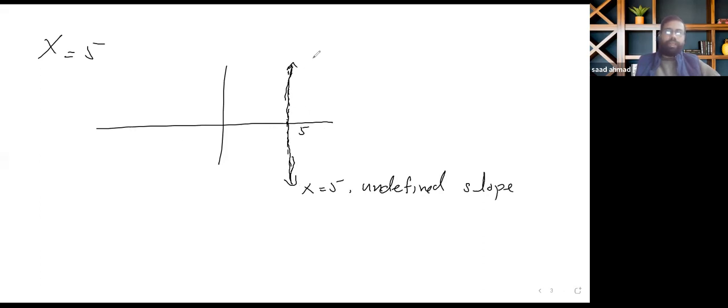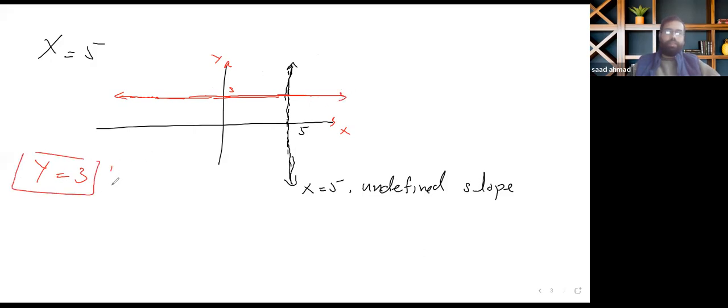And then we can have lines like y equals 3. Actually, this is x, this is y. So y equals 3 is, let's say, there is 3 on the y-axis, so this is a horizontal line. Y equals 3 is a horizontal line, and horizontal lines have 0 slope.